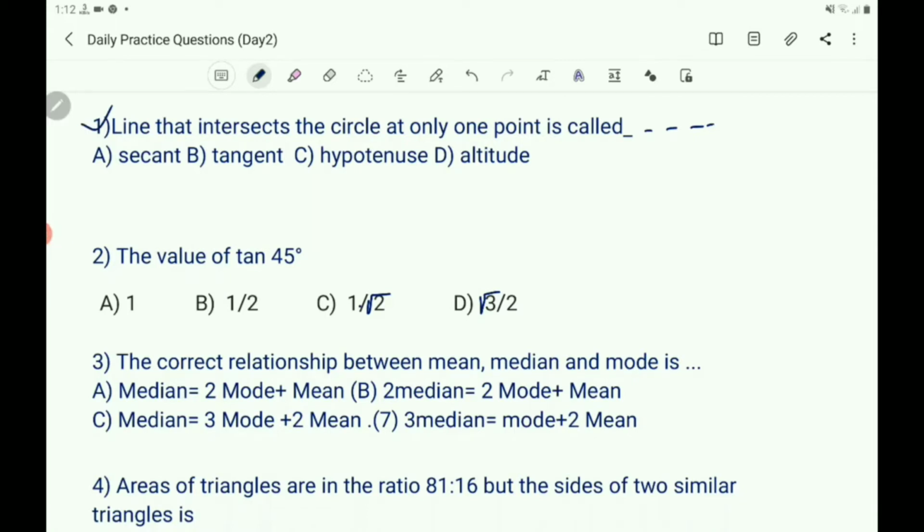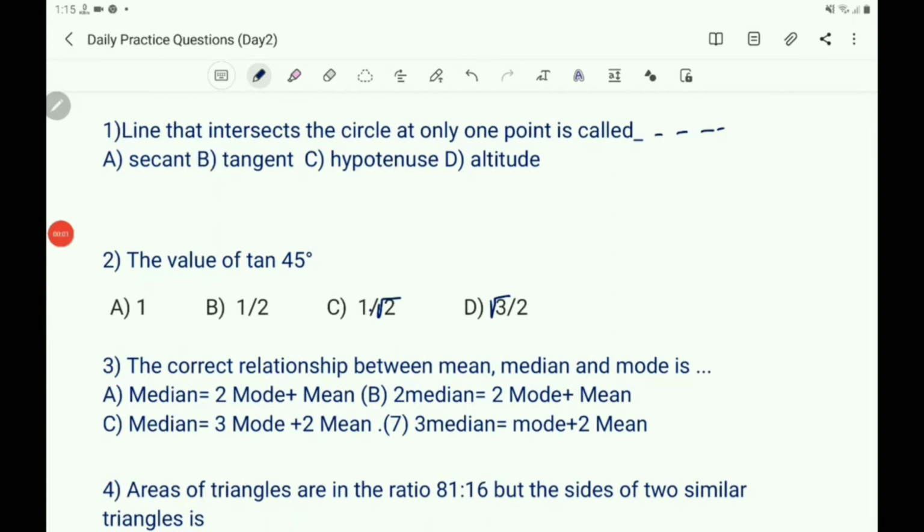The first question is, line that intersect the circle at only one point is called. You know that line that intersect the circle at only one point is called tangent. Here the options are secant, tangent, hypotenuse, altitude, but the answer is tangent. Line that intersect the circle at only one point is called tangent. You write the answer option B, that is tangent.